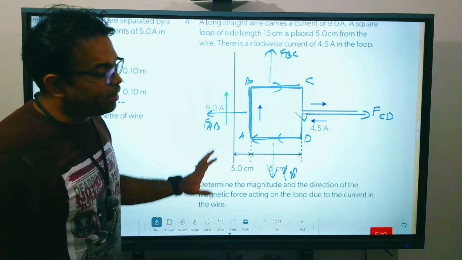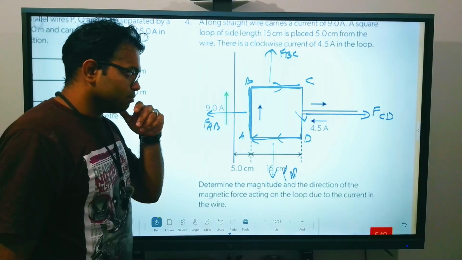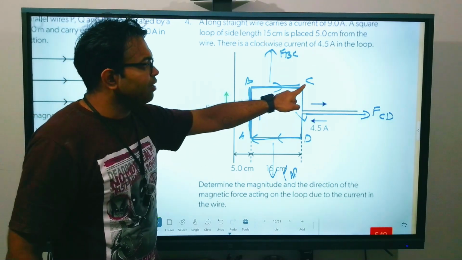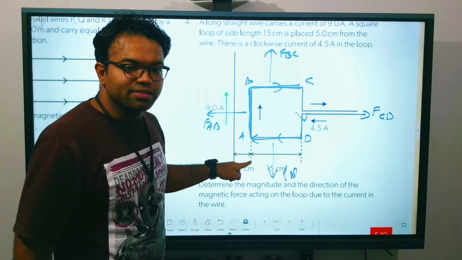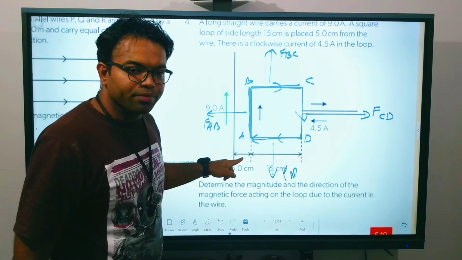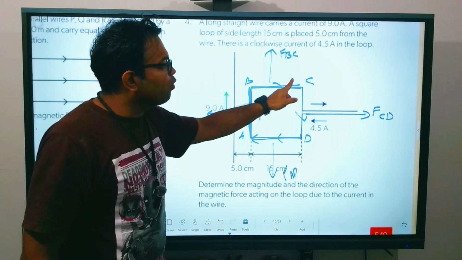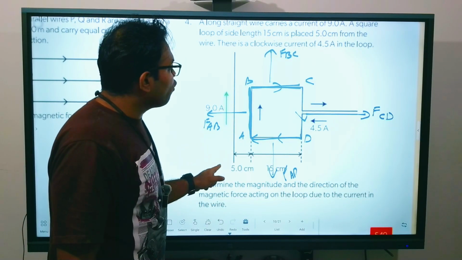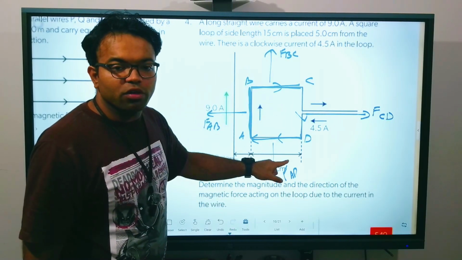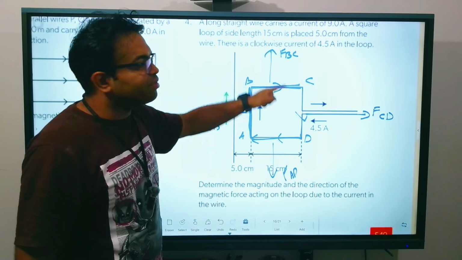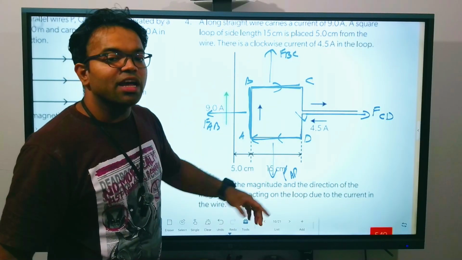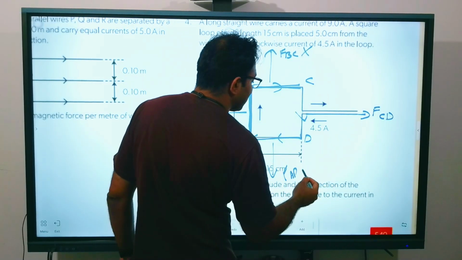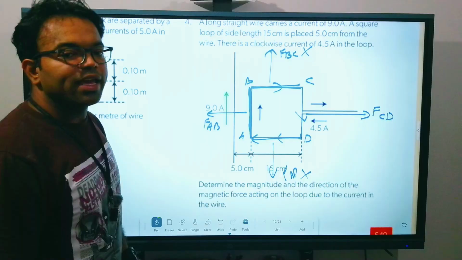Okay, the magnetic field will be in the inward direction. Now, the length of BC and AD are the same because it's a square. The current flowing in both sides is also the same. The current flowing through the wire is not going to change for both of them. So these two will have the same forces acting on both sides, so they will cancel each other out. So FBC and FAD are basically cancelled.